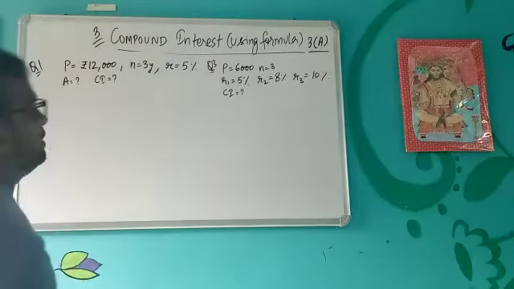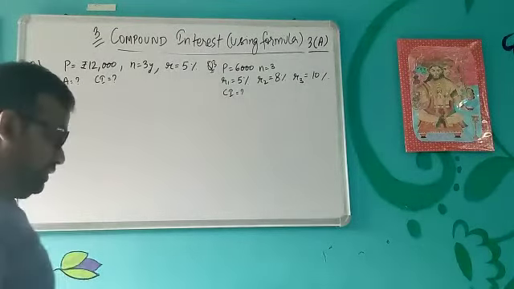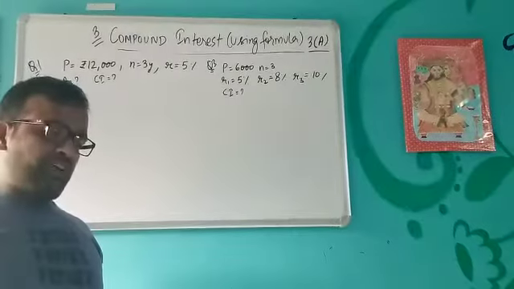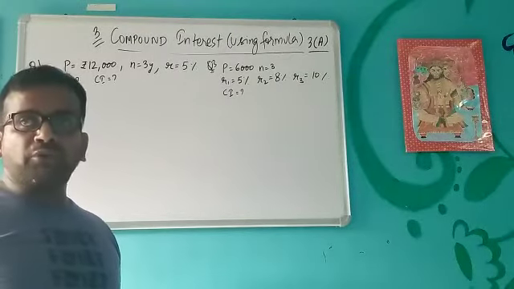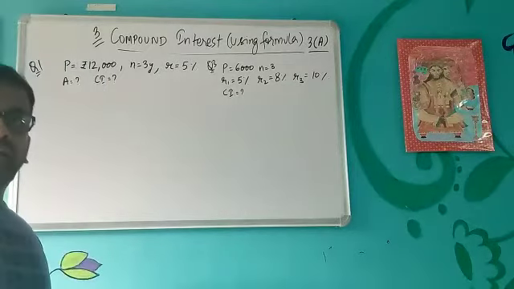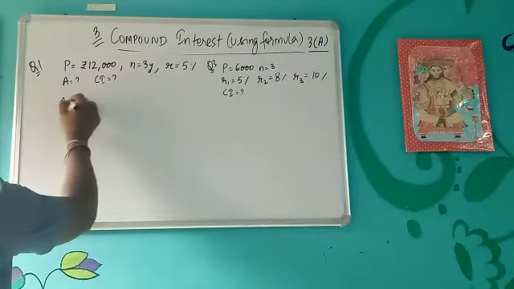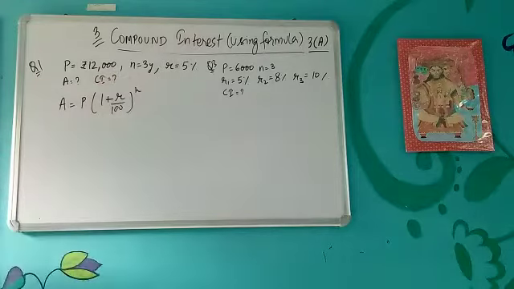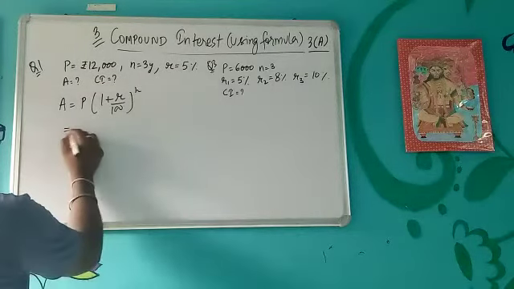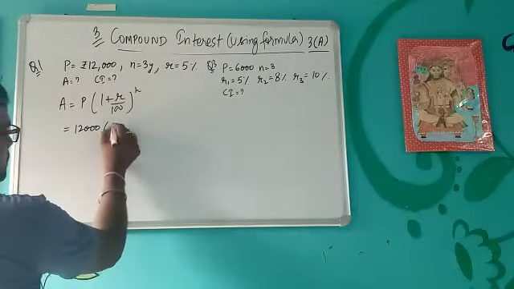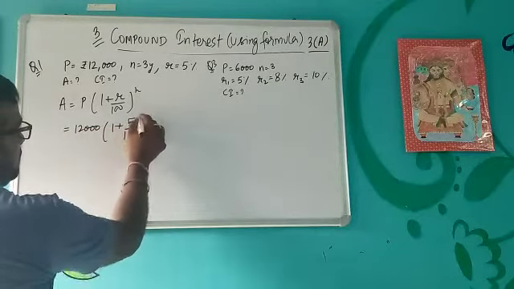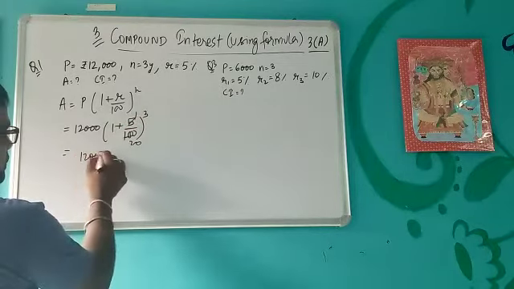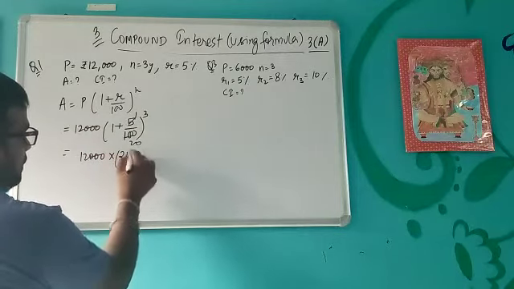Okay, so let's discuss exercise 3A, and the very first question. It is given: find the amount and compound interest on rupees 12,000 in 3 years at 5% interest being compounded annually. Since it is compounded annually, the formula that we will use is A = P(1 + R/100)^n. Then we will substitute the values: 12,000 into (1 + 5/100) to the power 3. So it will be 12,000 into (21/20) whole cube.